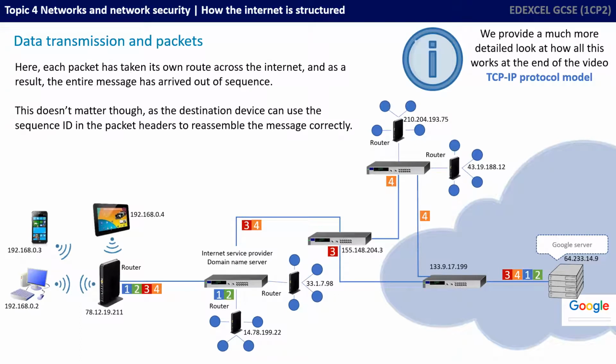So here we can see that each packet has taken its own route across the internet, perhaps due to the difference in network traffic and latency at the time the packet reached each node, and as a result, the entire message has arrived out of sequence. This doesn't matter though, as the destination device can use the sequence ID in the packet headers to reassemble the message correctly.